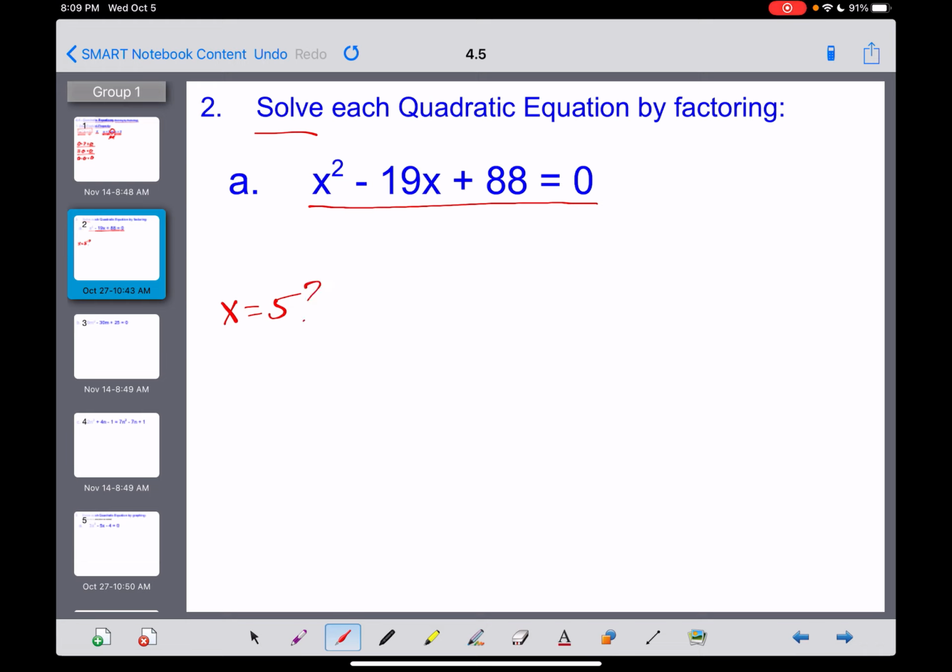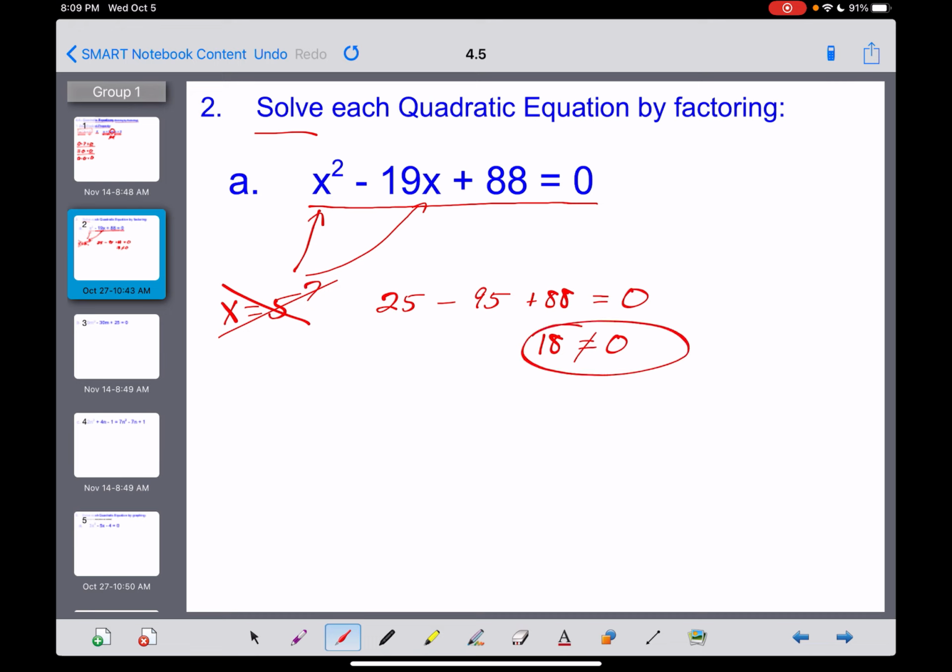I don't think so, but let's check it. We'd plug the 5 in here and here. 5 squared is 25 minus 19 times 5, I believe, is 95, and then plus 88. Does that equal 0? I don't think it does. 25 minus 95 is negative 70. Negative 70 plus 88 is 18. 18 does not equal 0, so 5 is not a solution. Now that was me just guessing, coming up with a random number, but we're looking for an x value that will give us a true statement right here. And obviously 5 wasn't it.